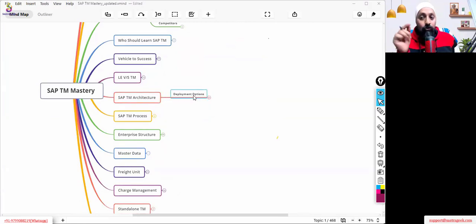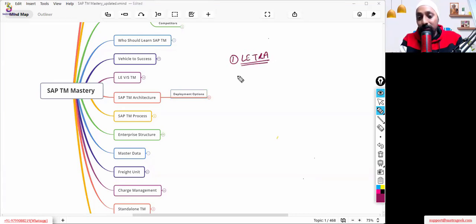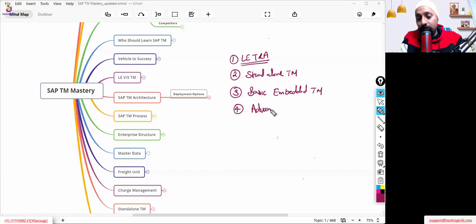Okay, what are the deployment options? So far, I have not talked about the standalone TM. We also have a standalone TM. If you talk about the solutions now, why are the TM consultants and additional consultants required? Because earlier we were having LETRA. Now LETRA is also there. Then you have a standalone TM. Then you have your basic embedded TM. Then you have your advanced embedded TM. So right now you have 4 options, right?